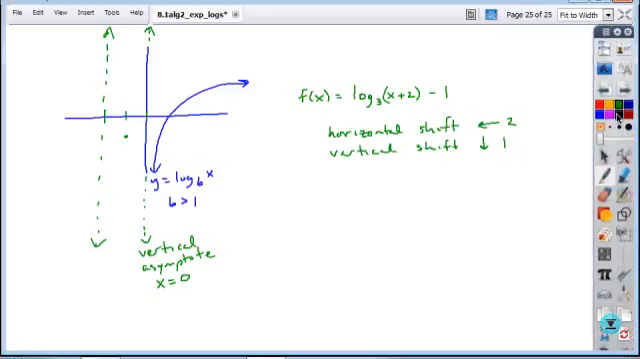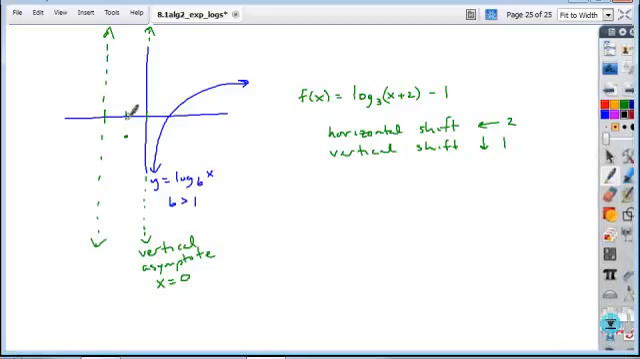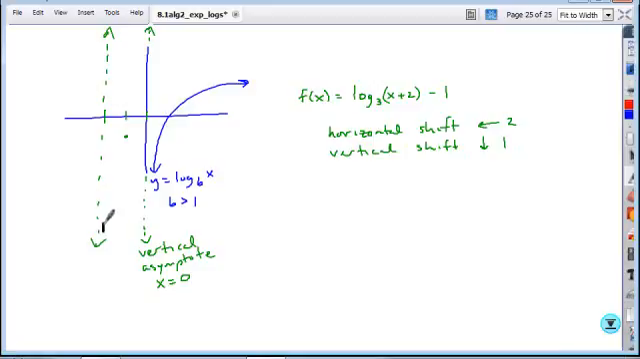And so the sketch for this graph here would look like the following. And so again, here's the point, left 2, down 1. So it's going to go through the point in that fashion. Okay, so that again is your general form. The base affects it slightly, but we're just looking at the general form of this.